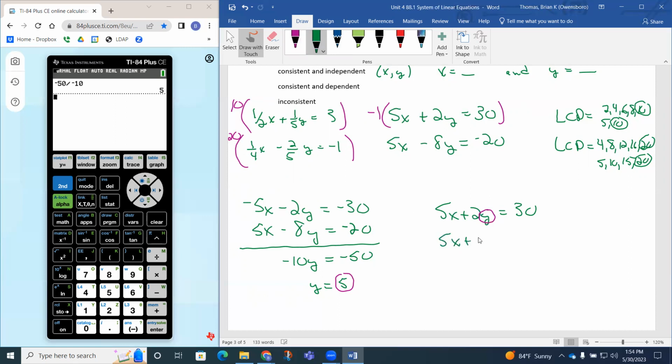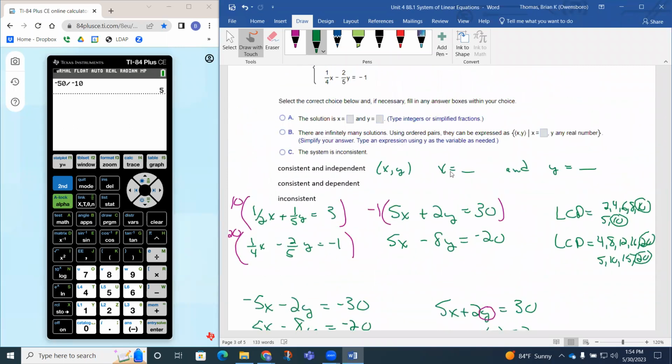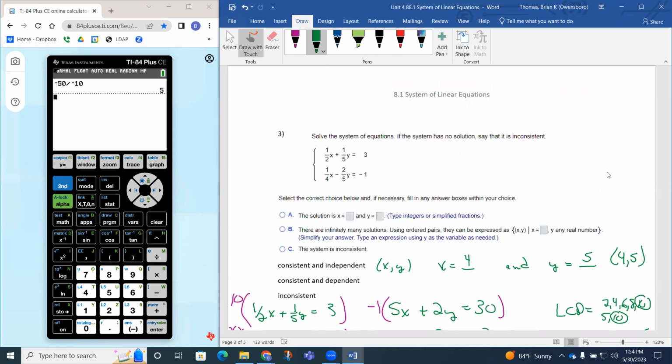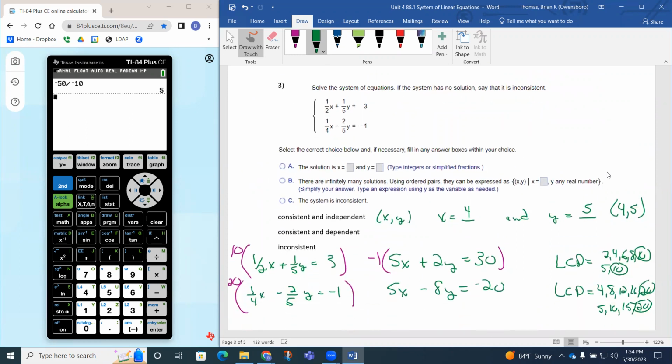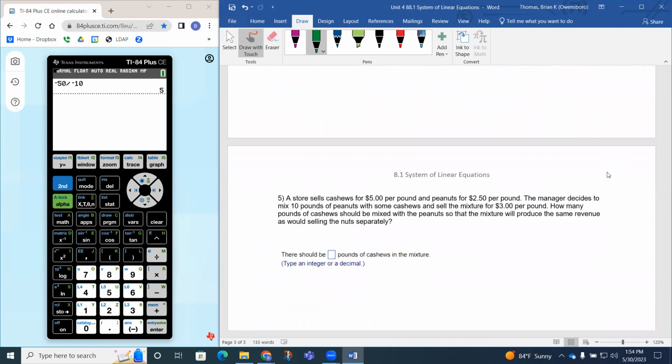So 5x plus 2 times 5 is going to equal 30. Well, 2 times 5 is 10, so 5x plus 10 is equal to 30. And then if you subtract 10 on both sides, 5x is going to equal 20. Divide both sides by 5, x equals then 4. So the solution set would be 4, 5. So notice how, again, it's going to be consistent and independent. So the ordered pair is going to be this 4, 5. It looks like we don't have to graph this one, so we just have our solution set there.